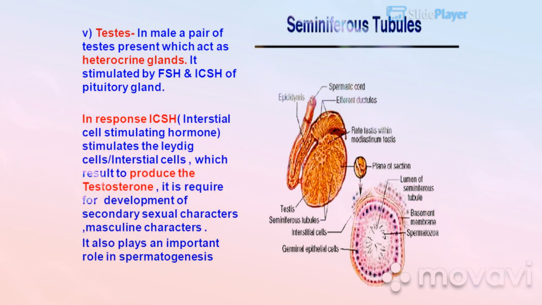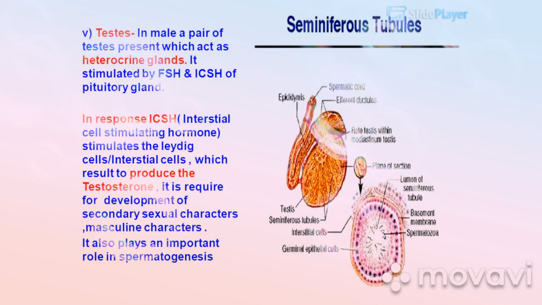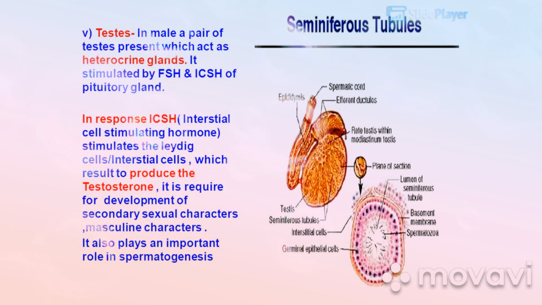In response, ICSH, interstitial cell stimulating hormone, stimulates the Leydig cells/interstitial cells, which produce testosterone. It is required for development of secondary sexual characters, masculine characters. It also plays an important role in spermatogenesis.